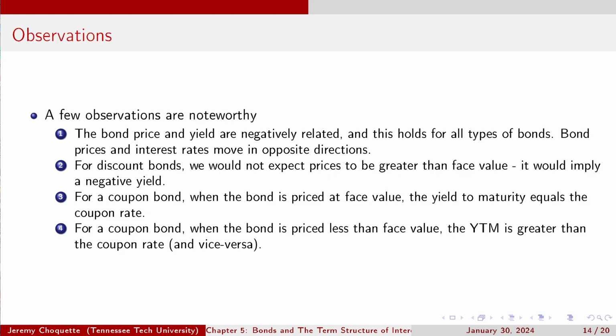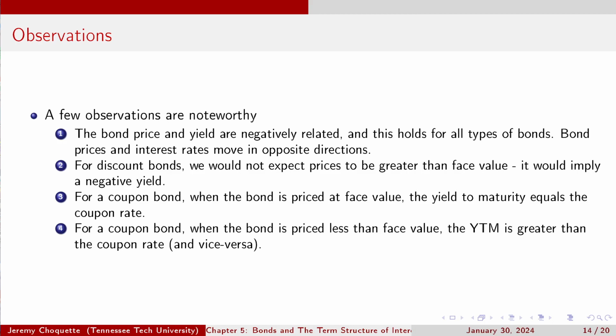So there are a couple of observations I want to go through here. First, the bond price and the yield are negatively related, and this holds for all types of bonds. Bond prices and interest rates will always move in opposite directions. For discount bonds, we don't expect prices to be greater than face value because it would imply a negative yield. You don't really want that.